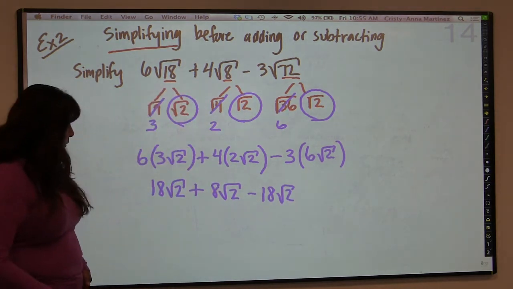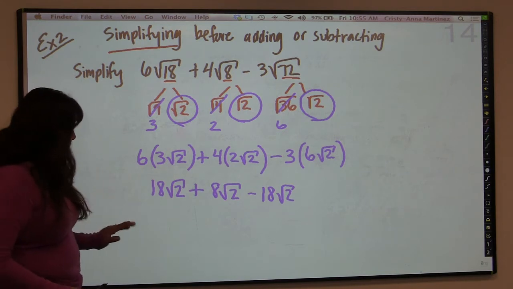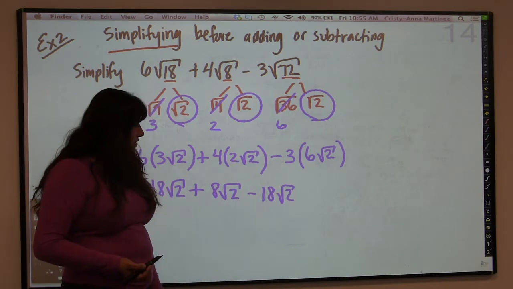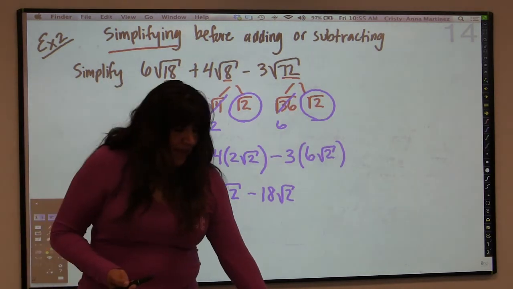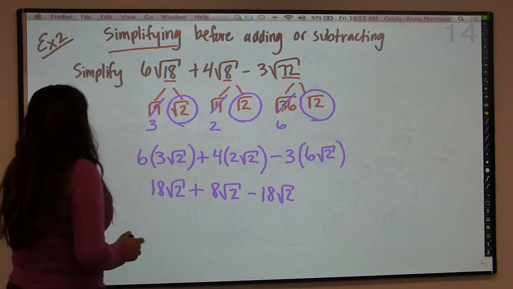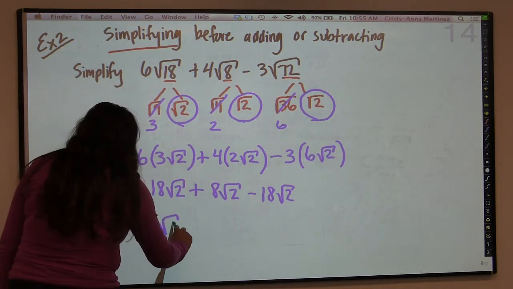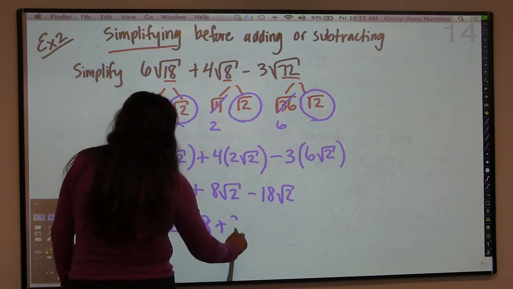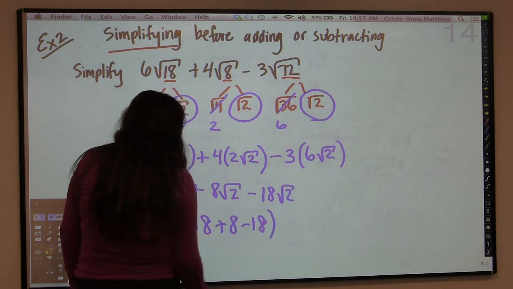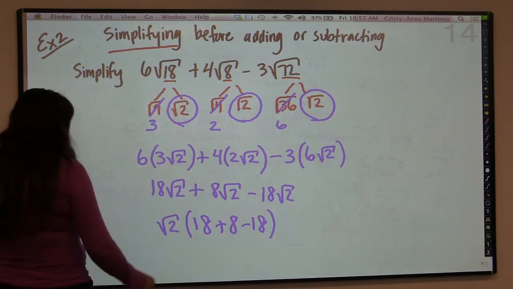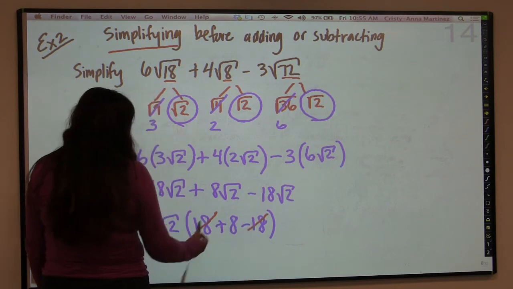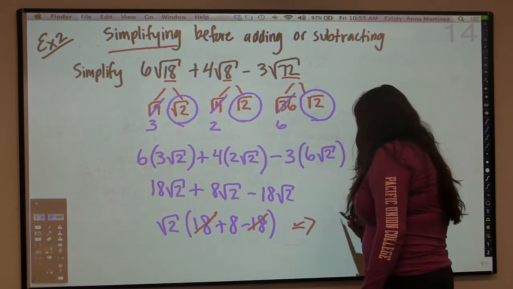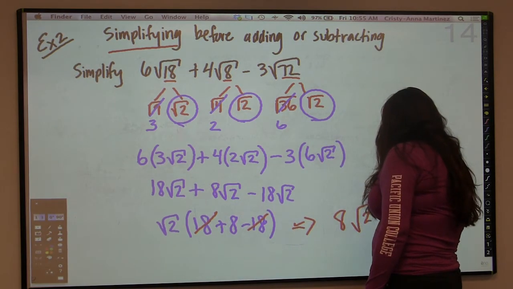Now, as you look at the example, they all are like radicals because they all have the index of 2, and now the radicand is 2 for all 3 of them. So now we can go ahead and add them like we did previously, and because there's a root 2 in all of them, you factor that out, and you get 18 plus 8 minus 18, and in that case, the 18 and the negative 18 cancel, and you're left with just 8. So your final answer is 8 root 2 for this example.